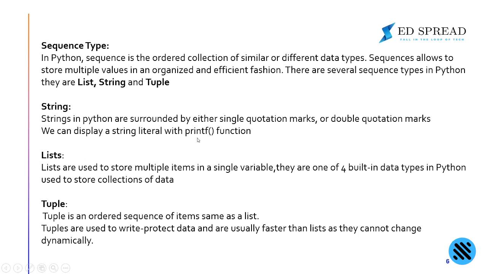So the next one is a list. I have told you what a list is, and I have also given you an example. A collection of different data types in the same place is known as a list, and a tuple is also the same. There is a difference between list and tuple, so we'll be discussing that in a bit.